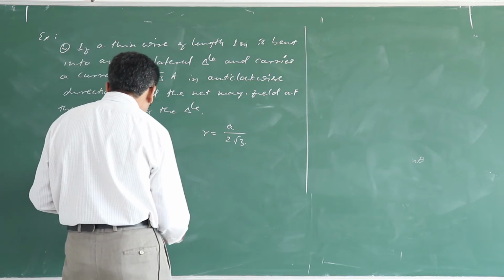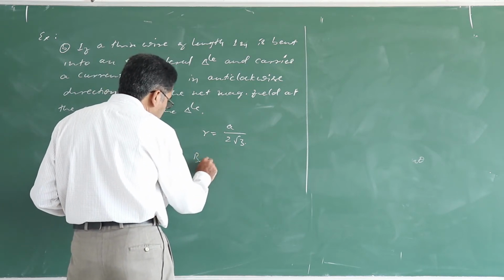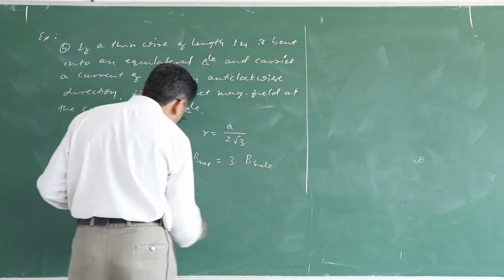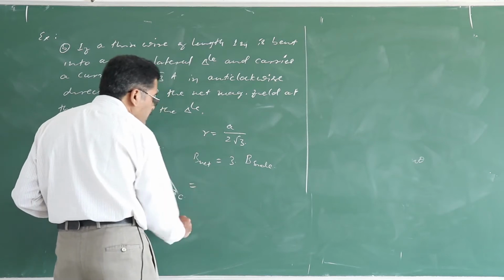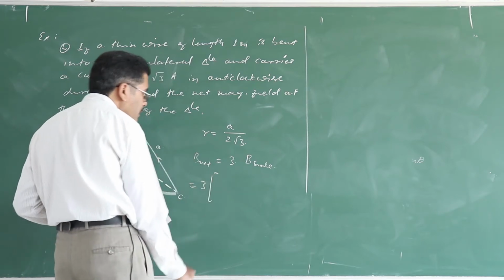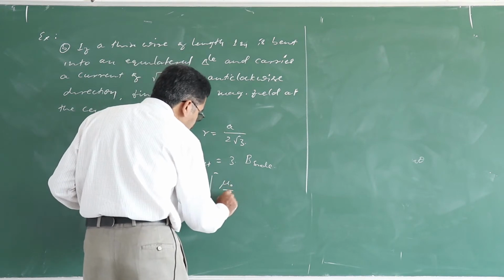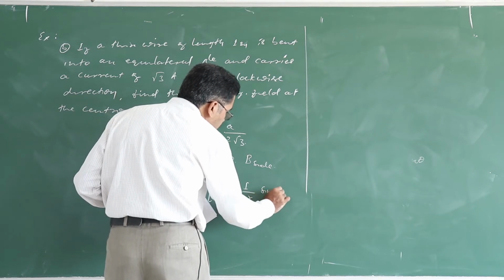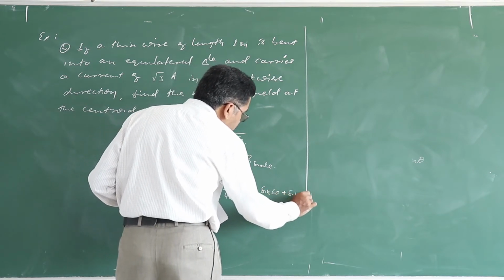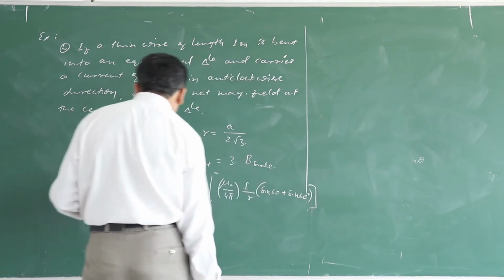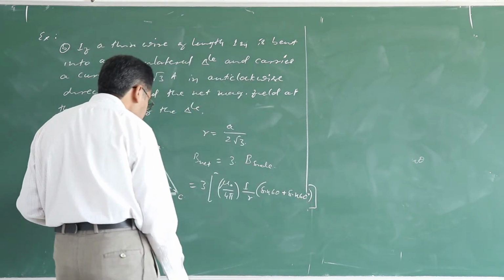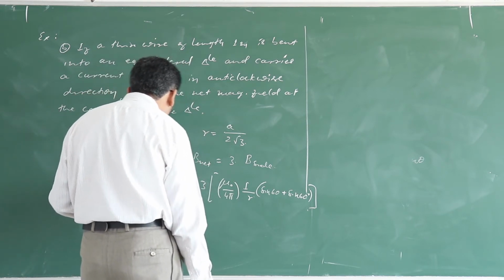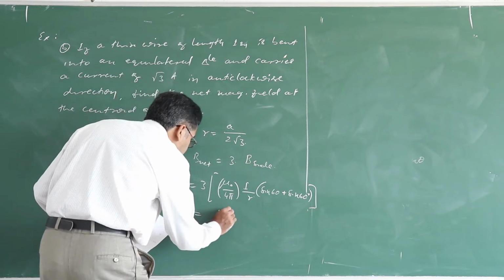See, when you apply the formula, net magnetic field is equal to 3 times magnetic field related to each side. So I have taken only one side. 3 into B of the side is mu naught by 4 pi I by r sin 60 plus sin 60. So you will be getting sin 60 is root 3 by 2, mu naught by 4 pi.